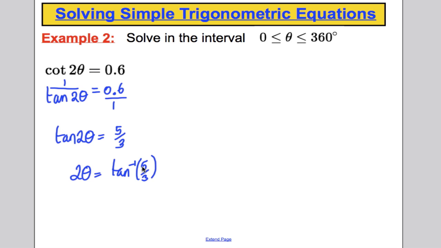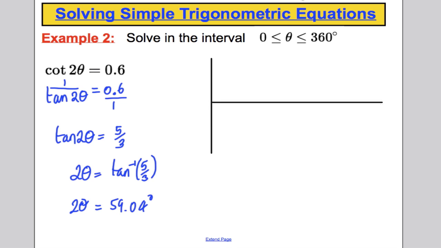So we do that inverse tan of 5/3 and we get in our calculator 59.04 degrees. Now that's tan 2 theta. We want to find theta, but for now tan 2 theta will do the trick. Let's draw out the tan graph. Now the tan graph looks something as follows. It's 90. There's 180. There's 270. And that would be 360.